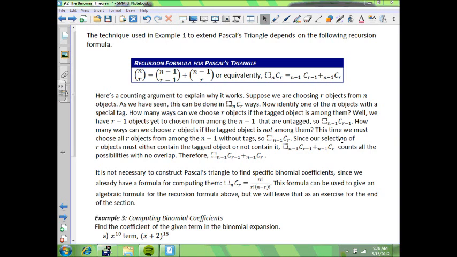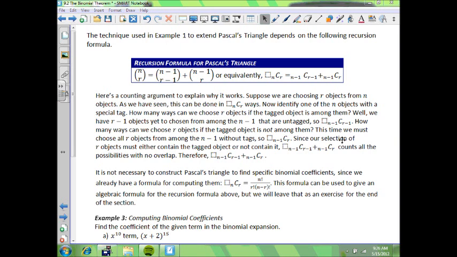Well, we have r minus 1 objects yet to choose from among the n minus 1 that are untagged. So n minus 1 choose r minus 1. How many ways can we choose r objects if the tagged object is not among them? This time we must choose all r objects among the n minus 1 without tags. So that's why we have n minus 1 choose r. Since our selection of r objects must either contain the tagged object or not contain it, n minus 1 choose r minus 1 plus n minus 1 choose r counts all the possibilities with no overlap.